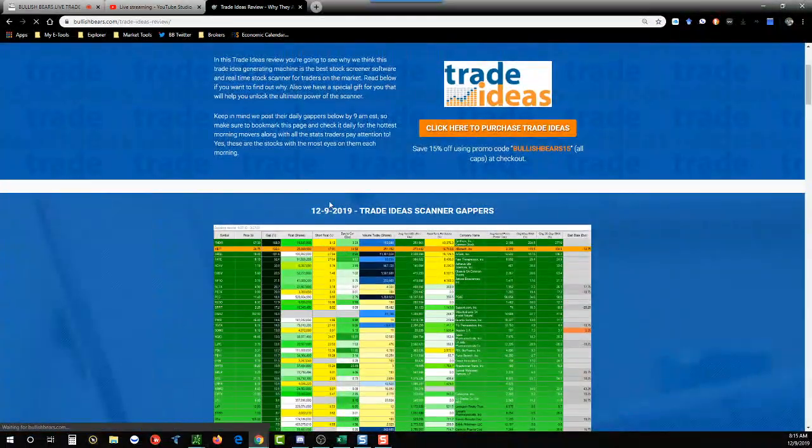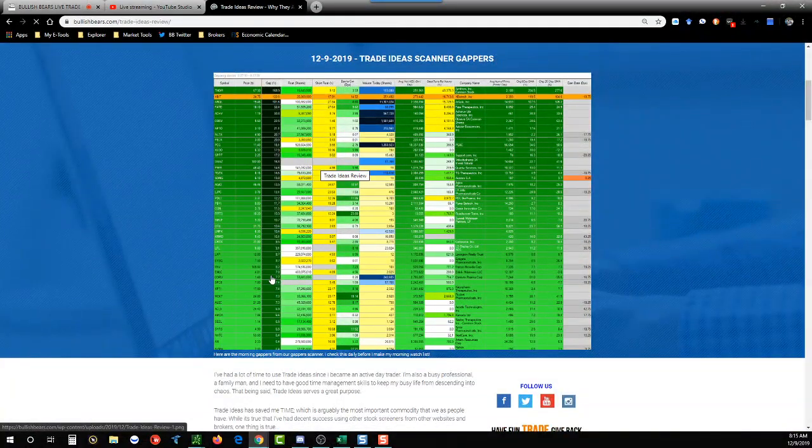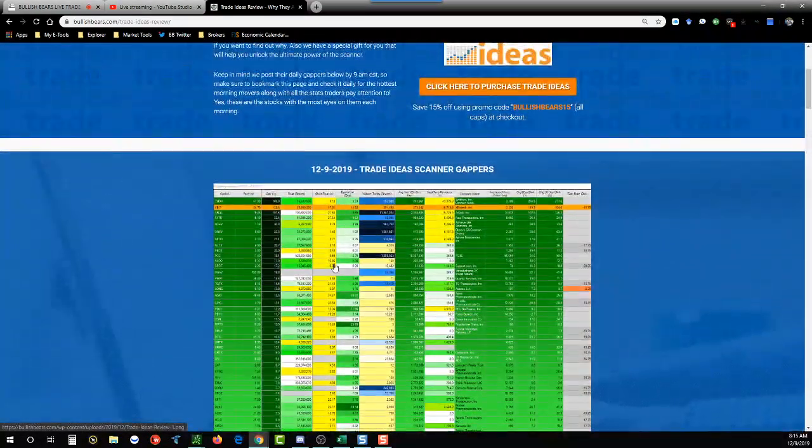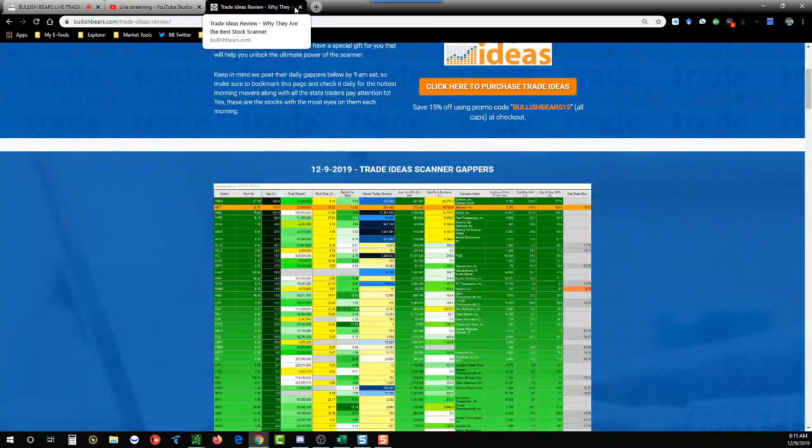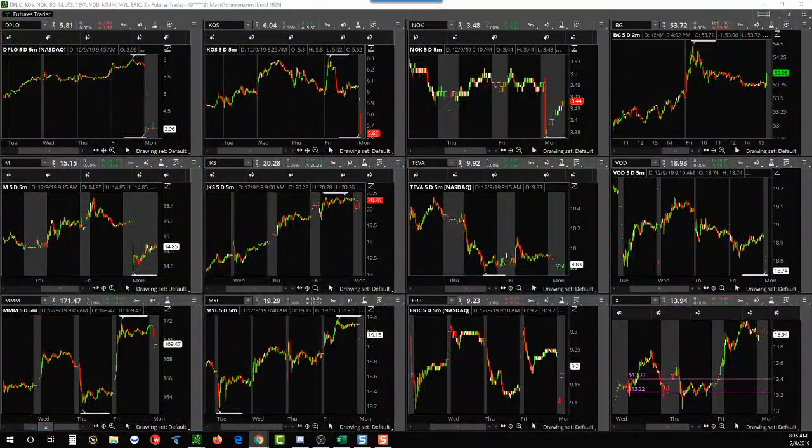12/9/2019 trade ideas scanner gappers. So is that not what you're looking for, or am I missing something?